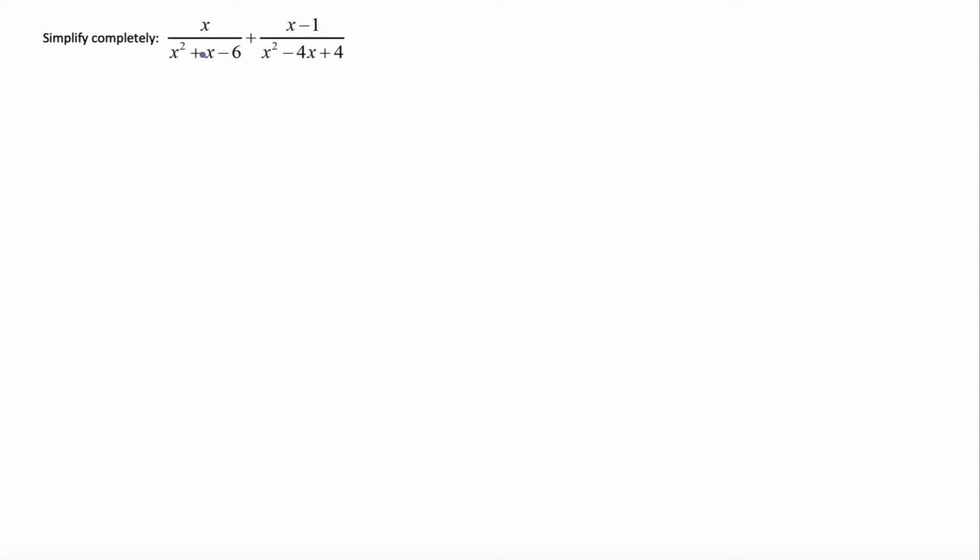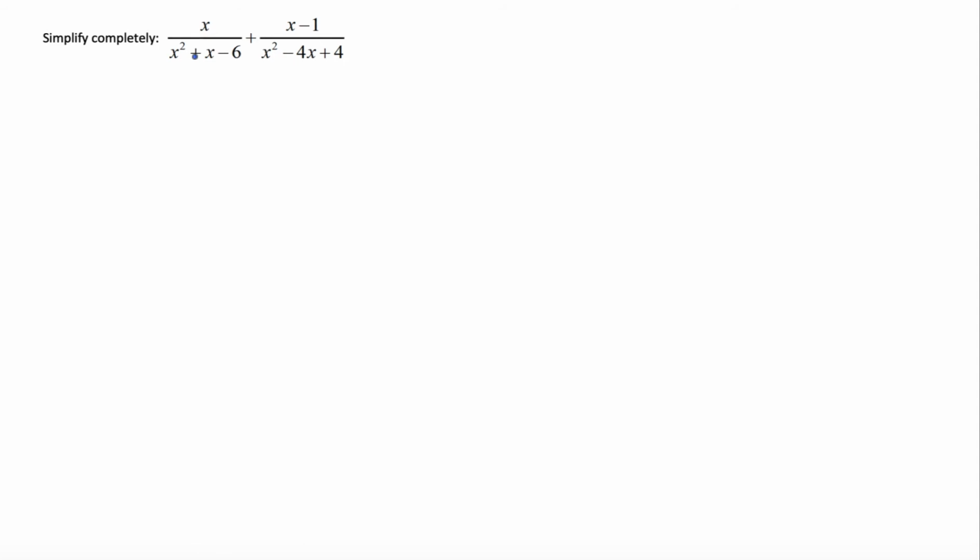Simplify completely: x over x squared plus x minus 6, plus x minus 1 over x squared minus 4x plus 4. Okay, so we know that whenever we add or subtract fractions, right? But here we're adding. So we know that we need to get the LCD, right? We need to get the denominators to be the same. Now, because these are rational expressions, we need to factor these out and then determine what the LCD is.